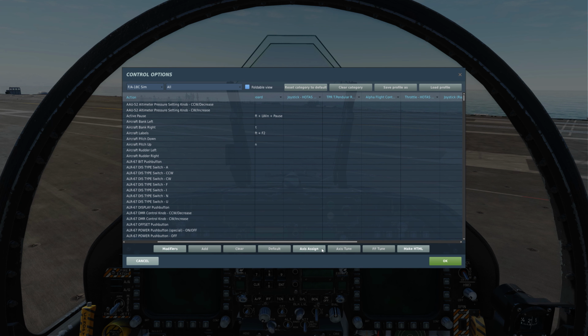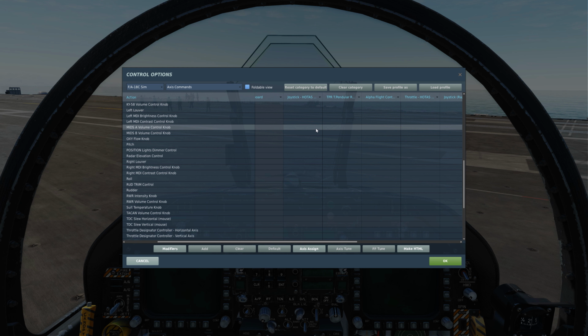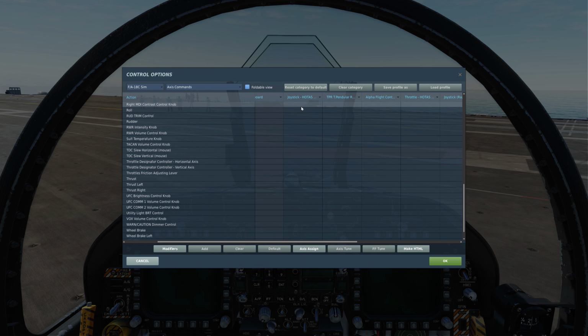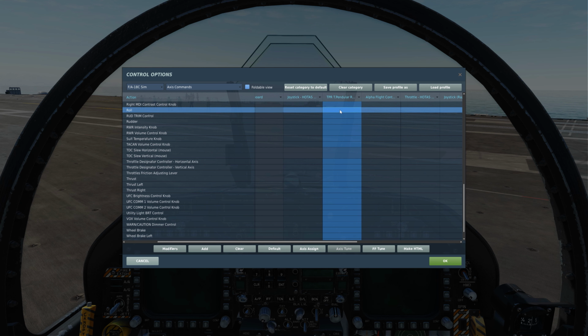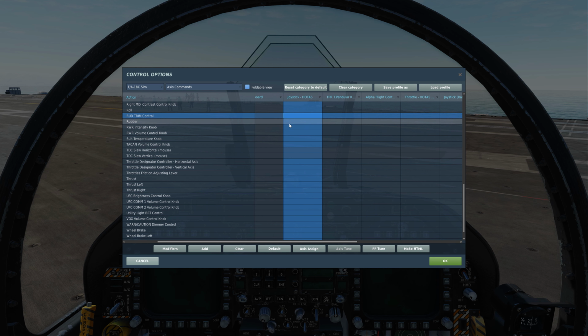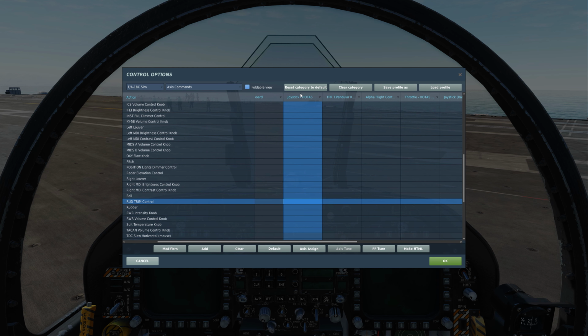Alright, so jumping into our controls, I've already cleared all of my controls for the Hornet. The first thing I do when I start a new aircraft is select it, come up here and hit clear category, select the next one, clear category, and it wipes everything in that category out. So with that said, let's start with the joystick. We're going to start with the flight stick.